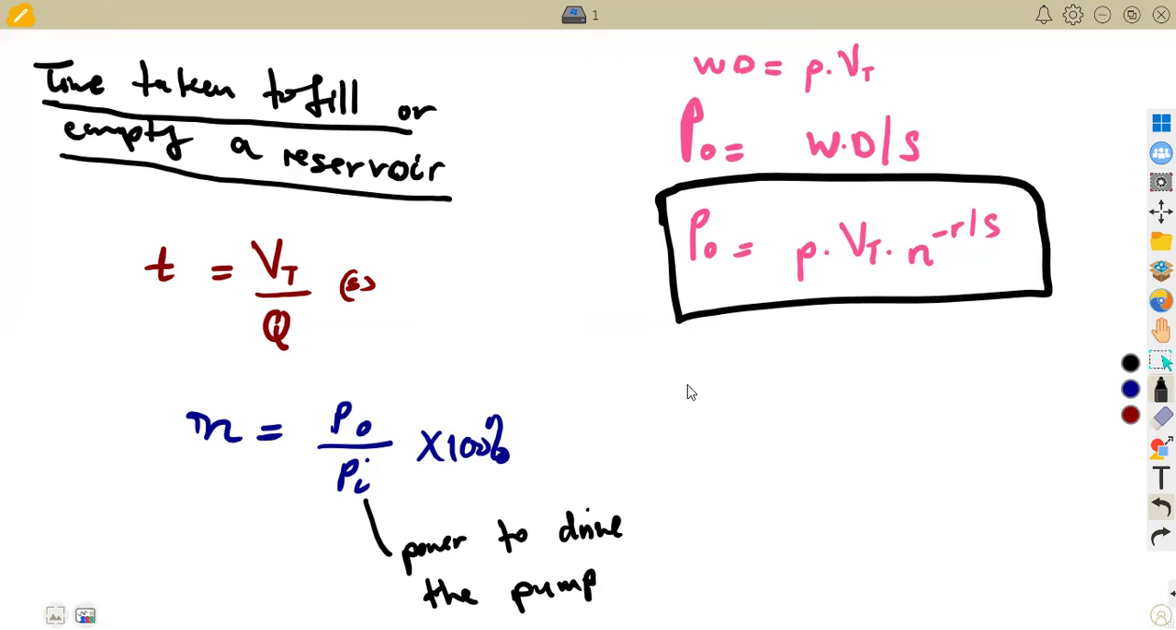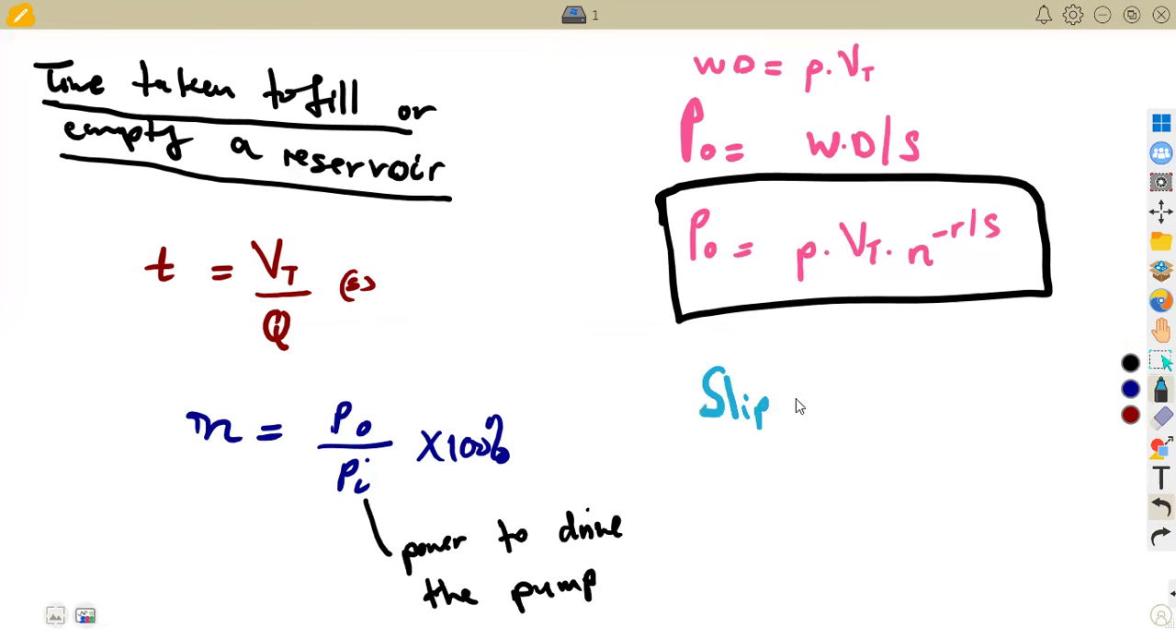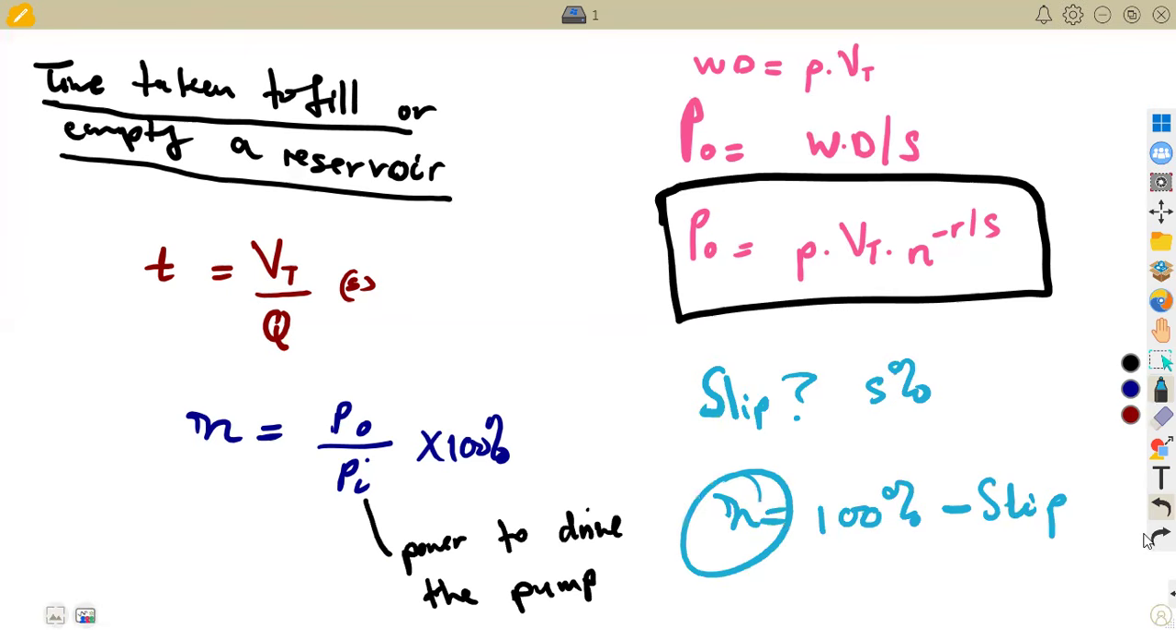And as we talk about efficiency, we must also understand the slip. If there is a slip, therefore the machine or the pump or whatever you're going to talk about is going to have an efficiency which is 100% minus the slip. So if you're given a slip of 5%, then the efficiency of the machine is going to be 100% minus 5%, which is the slip.